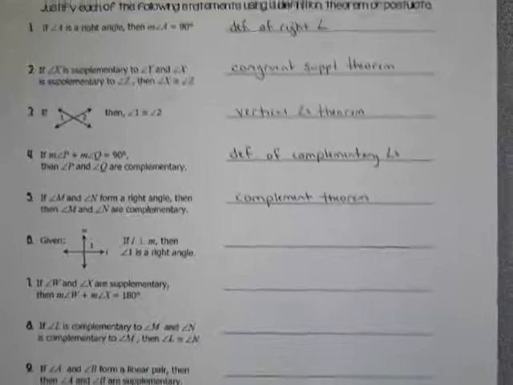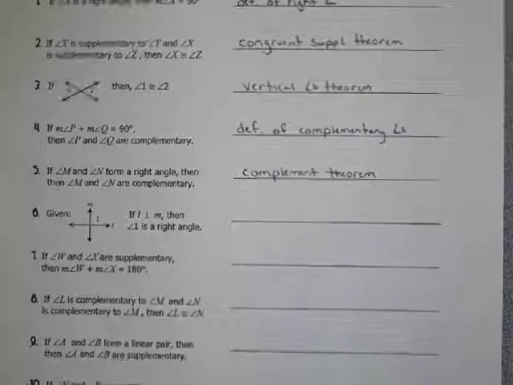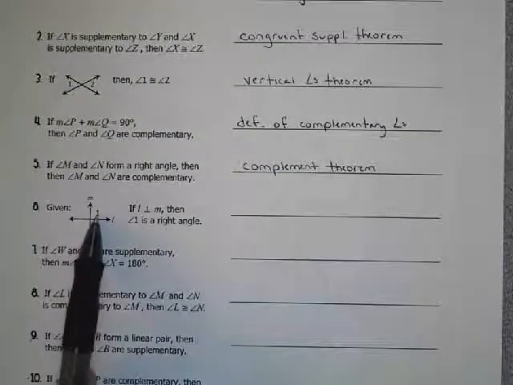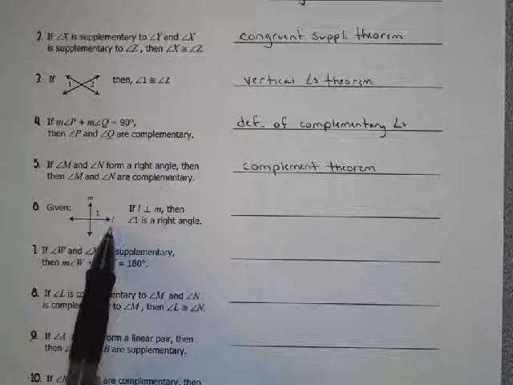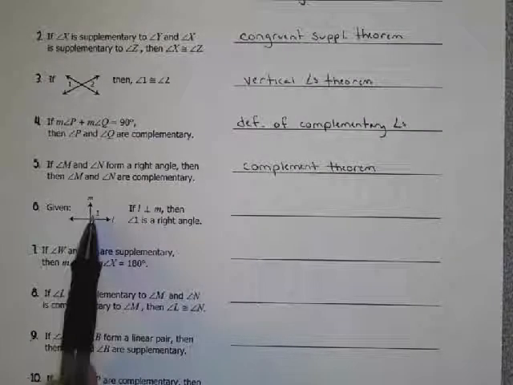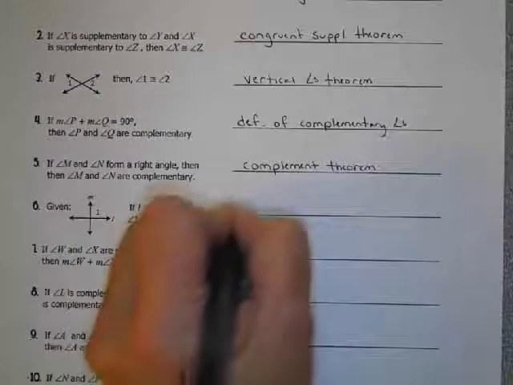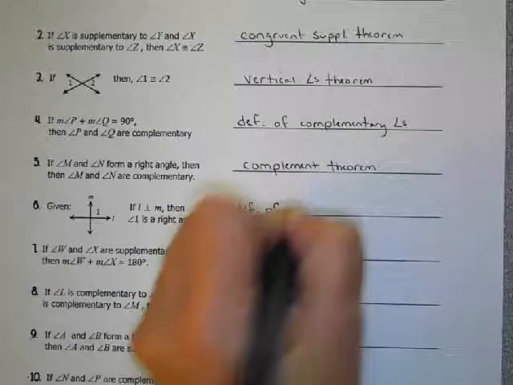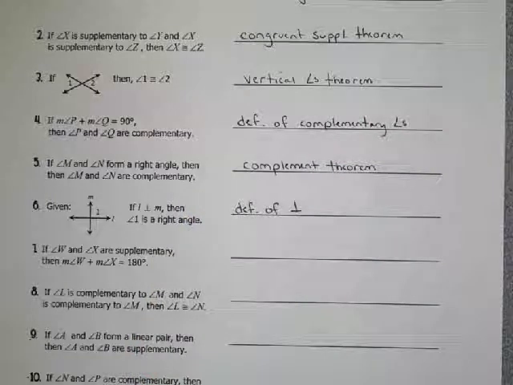Number six, we have this picture, angle 1 right here, line M and line L. If line L is perpendicular to line M, then we know that angle 1 is a right angle. And that is the definition of perpendicular. Feel free to use the symbol for perpendicular instead of the word if you like.